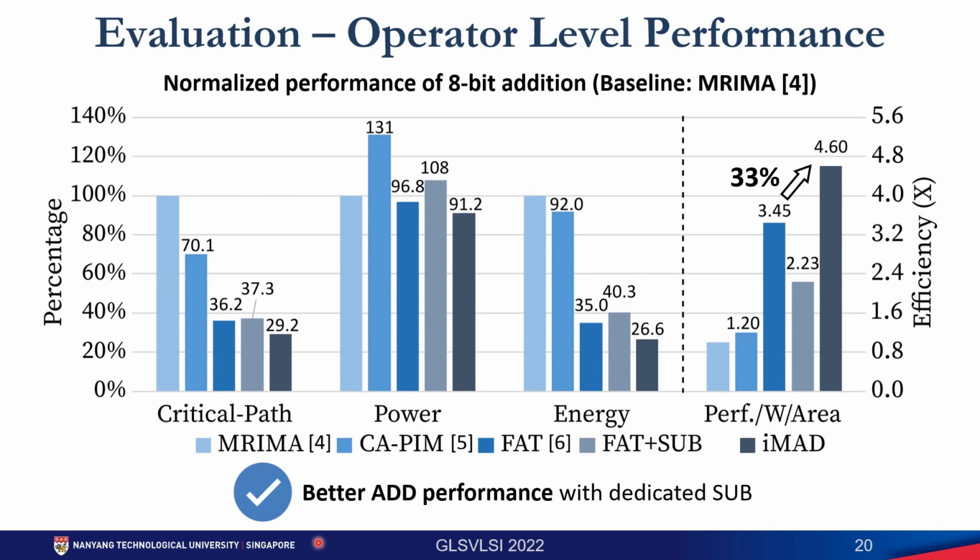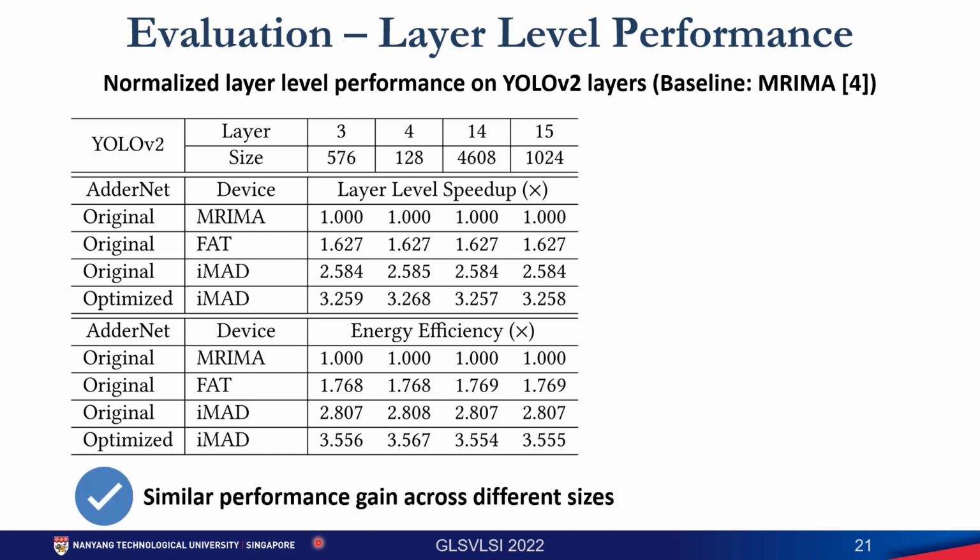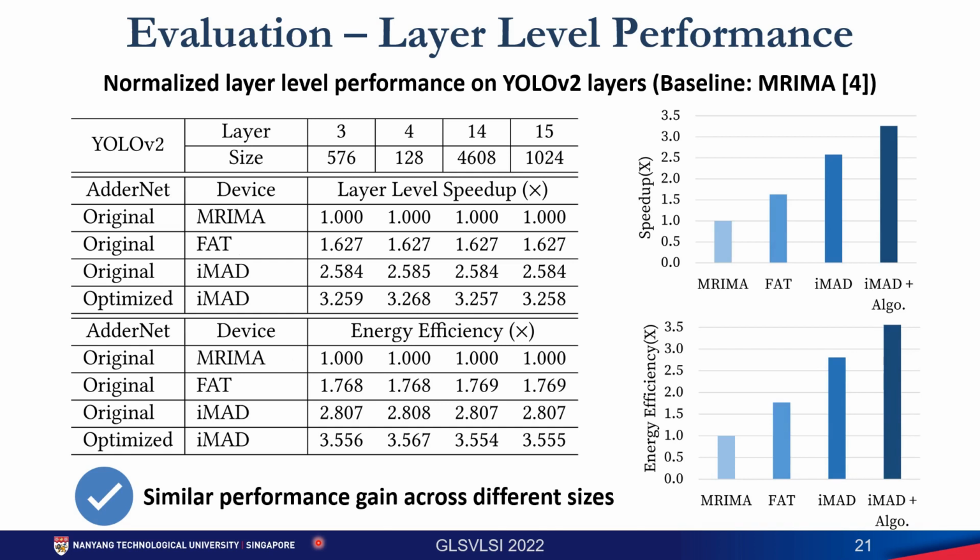The operator level performance contributes to the layer level performance. So we evaluated the layer level performance on several layers. We choose 4 layers with different sizes, ranging from 500 to 4,000. We observe similar performance gains among different sizes. As the graphs on the right show, our circuit and architecture provide about 60% speed up and energy efficiency, while the proposed optimized AdderNet convolution algorithm contributes another 40% speed up and energy efficiency.